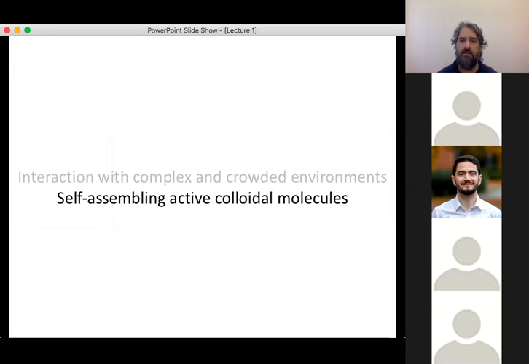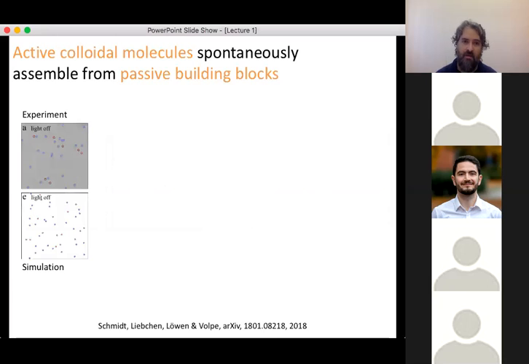And this is actually self-assembly of active colloidal molecules. We'll see what we mean by that. So far, I have shown you something where we have active particles which propel themselves. Here, I show you something slightly different. So here, you have a solution of two particles. By the way, this is an actual experiment, and this is the corresponding simulation. Again, you see the importance of simulation in understanding experiments.